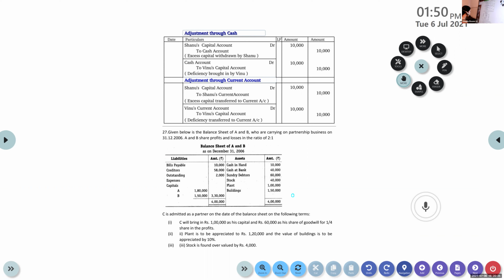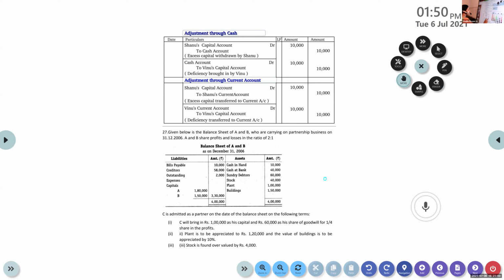You can see the balance sheet: cash in hand, cash at bank, sundry debtors, stock, plant, building, bills payable, creditors, outstanding expense. Then capital is given. Now let's see the adjustments. C is admitted as a new partner on the following terms. C is going to bring 1 lakh as his capital and 60,000 as his share of goodwill for 1/4. Plant is to be appreciated to rupees 1,20,000.